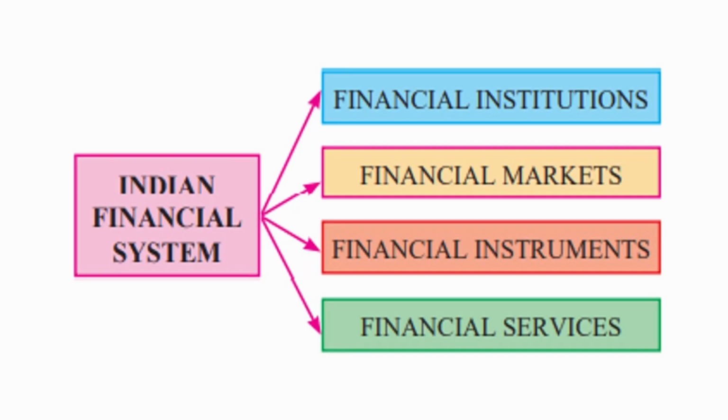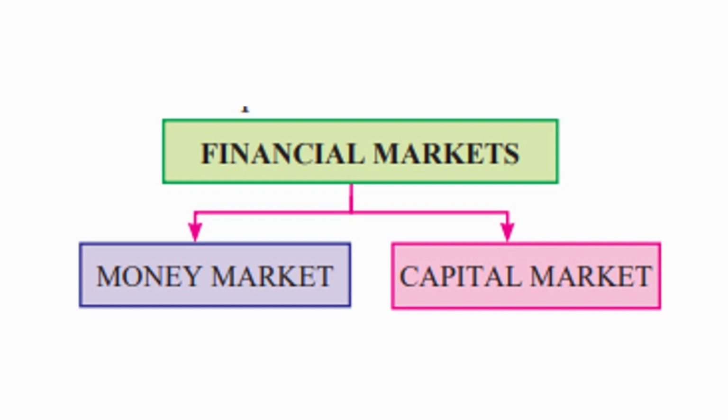The next chapter is money market and capital market in India. The Indian financial system is based on four pillars: financial institution, financial market, financial instruments and financial services. Now let's talk about the financial market. Financial market is split into two parts: money market and capital market.